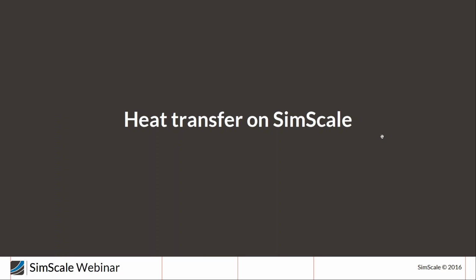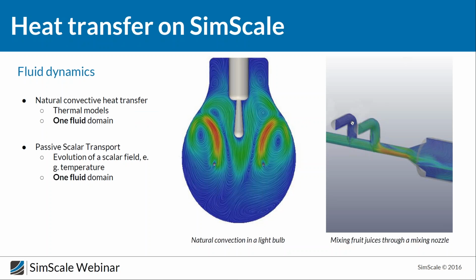So the heat transfer in SimScale. Let's see what kind of heat transfer applications we already have available for our users. I will start with fluid dynamics. So we have two analysis types that somehow could help you do your heat transfer simulations depending on the kind of applications that you're interested in. The more complex one is a natural convective heat transfer. You'll see an example of it in this image on the left, which shows the natural convection in a light bulb. So the process of natural convection refers to the movement of the fluid due to change in its density.